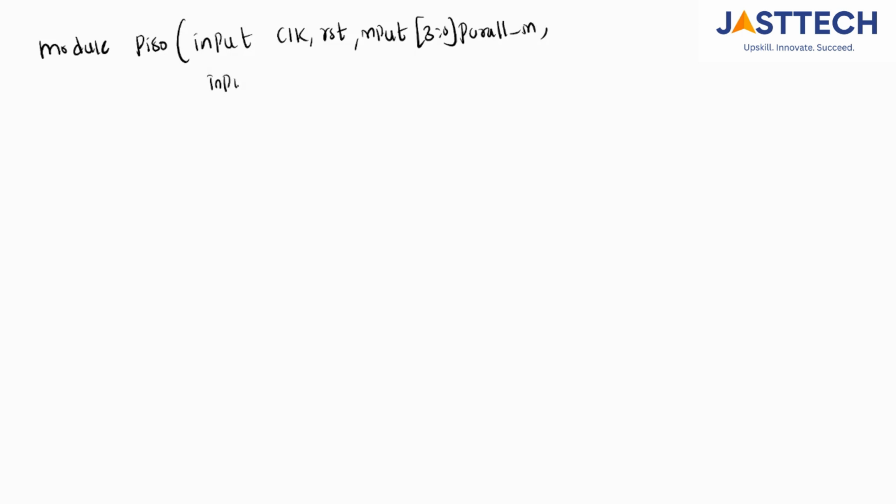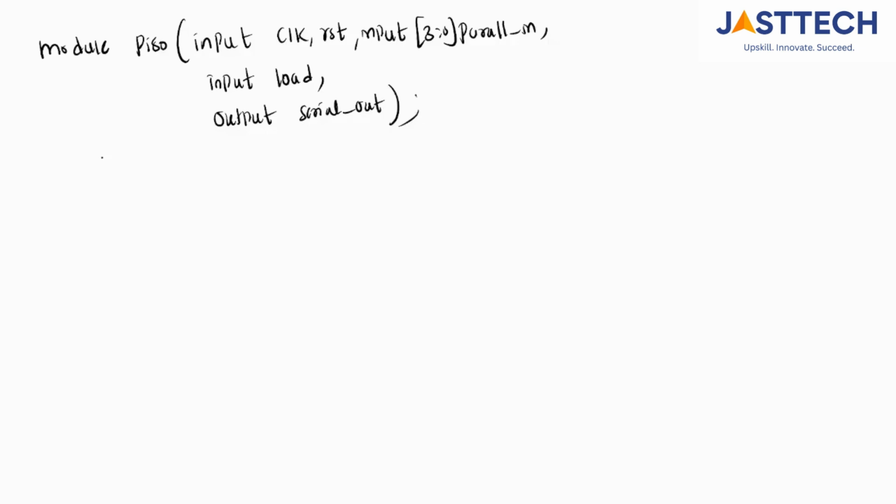Next, input, whatever that control pin is, that is load. When load equal to 1 it will do load operation, and load equal to 0 it will do shift operation. That is nothing but load. And output serial_out, this is 1 bit of data. So I am declaring the inputs and outputs.